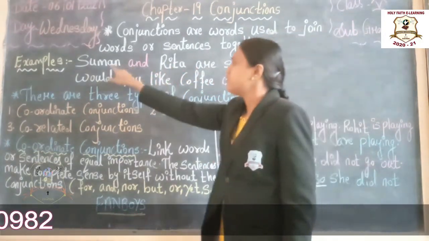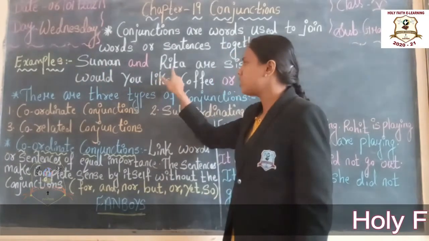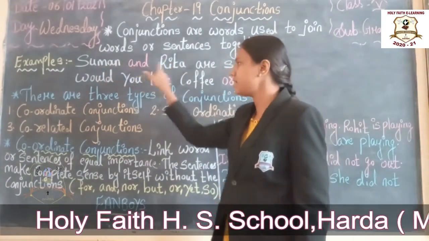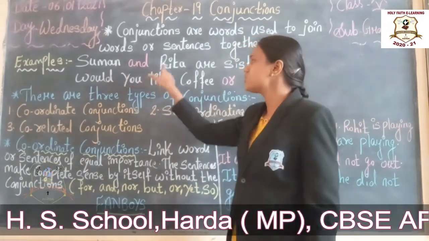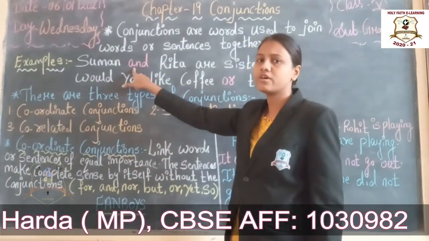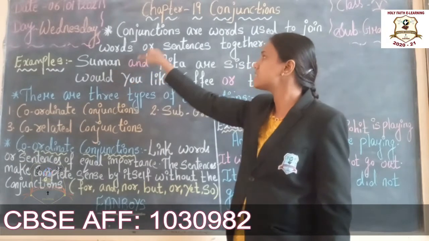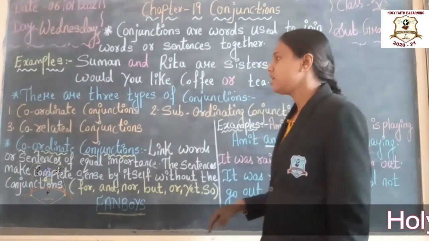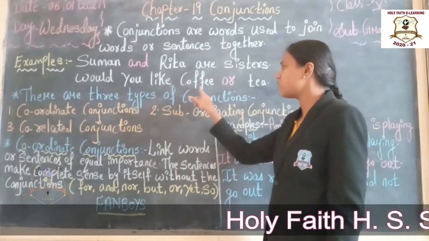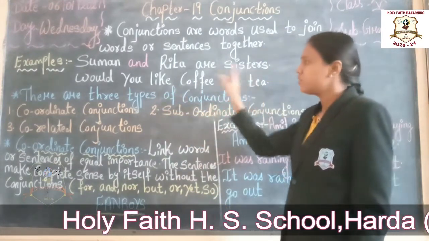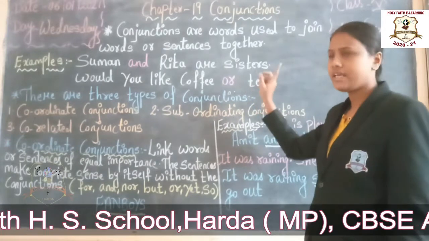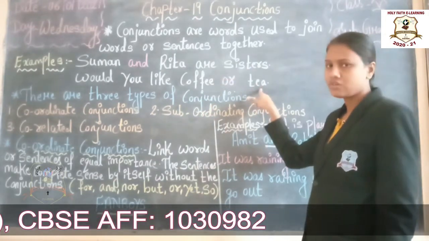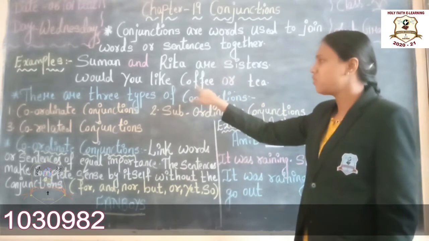Again here we are talking about two words, that is Suman and Rita. Between Suman and Rita we use the word and. So and is a conjunction. Next, would you like coffee or tea? Again we are using two words, coffee and tea. So you are asking what would you like?